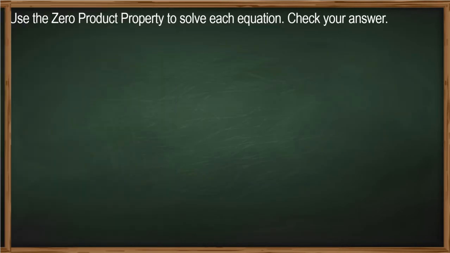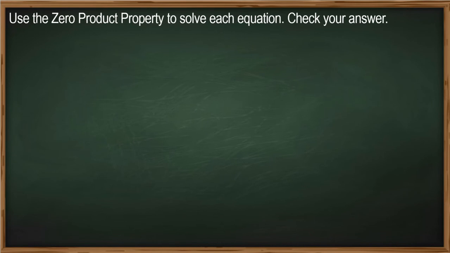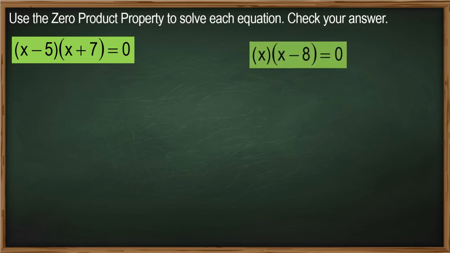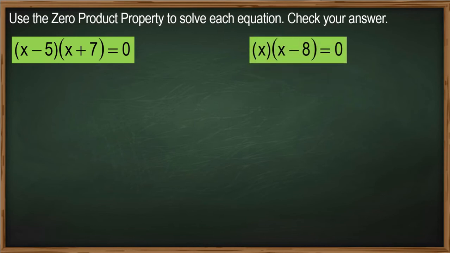Now let's make use of the zero product property to find the solutions of quadratic equations in factored form. Quantity x minus 5 times quantity x plus 7 equals 0 as an example. And another, x times quantity x minus 8 equals 0. So what are we going to do? We simply equate each factor to 0. So let's start with this. We have x minus 5 equals 0, and x plus 7 equals 0.